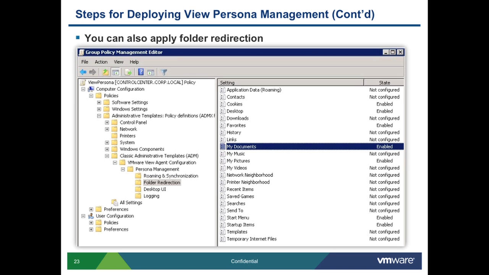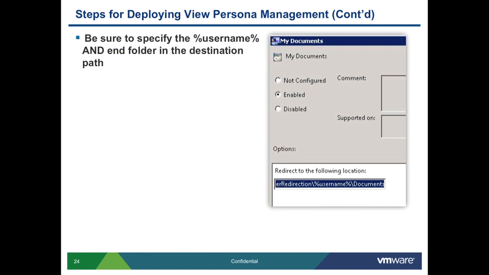You can also apply folder redirection underneath the folder redirection folder. An important note is to specify the %username% variable and the end folder in the destination. As you can see in this screenshot, I am specifying a folder redirection location for My Documents. I have //server/share, then /%username%, and then / the end folder. In this case, I'm calling it documents.